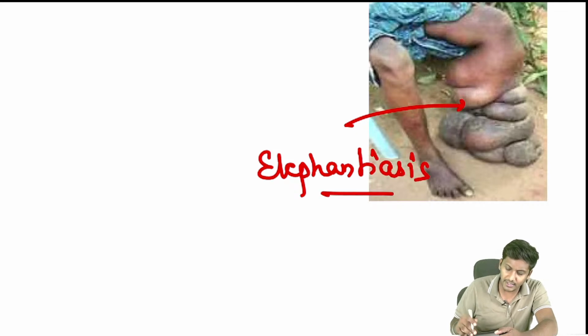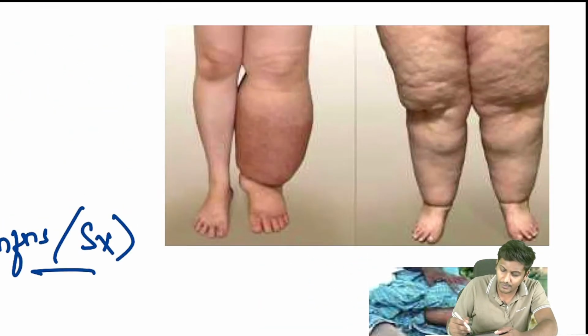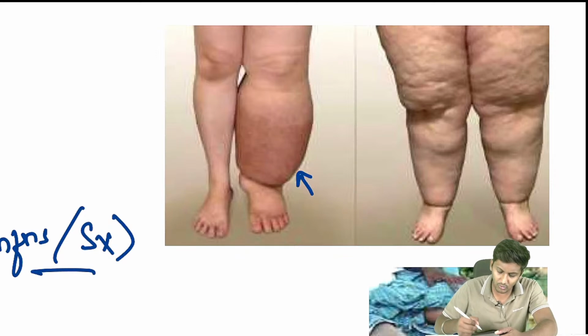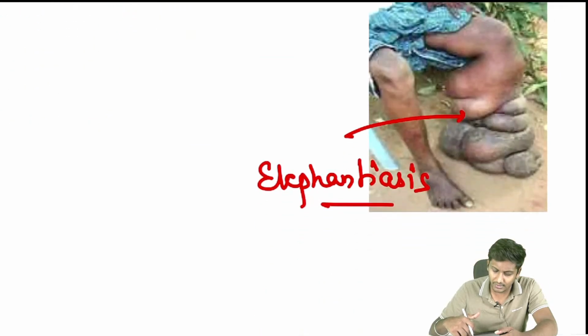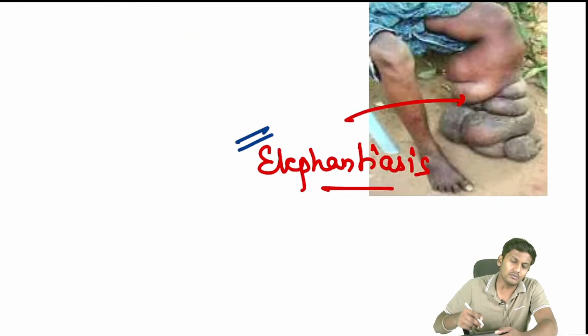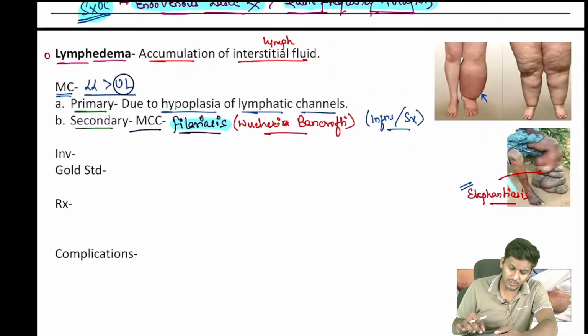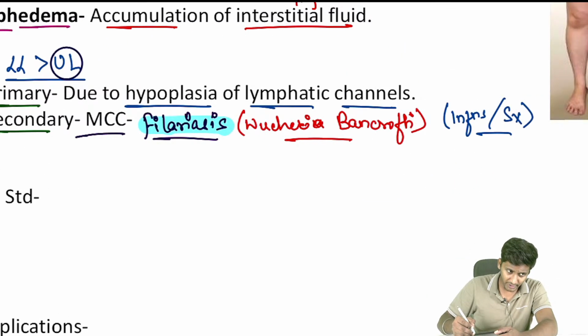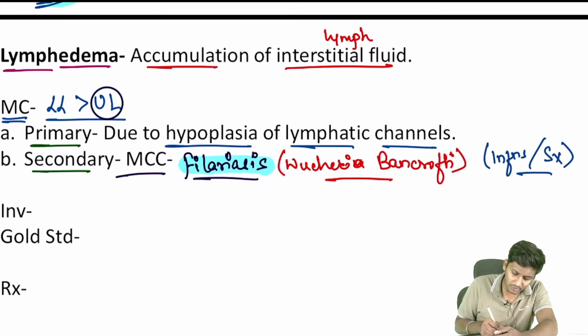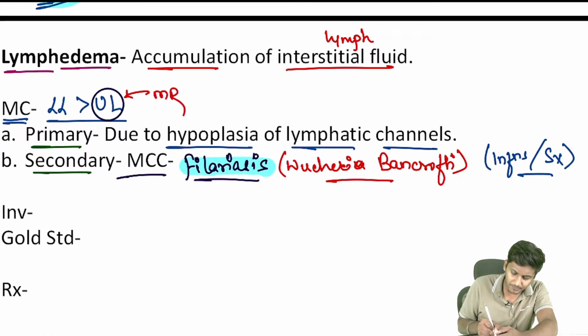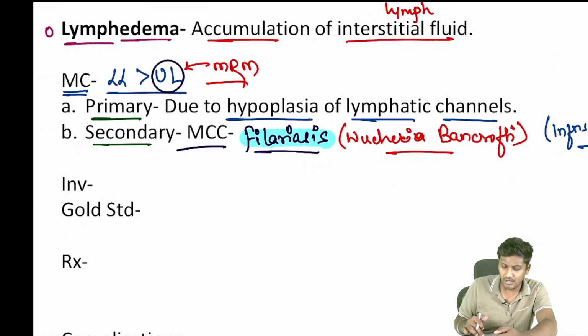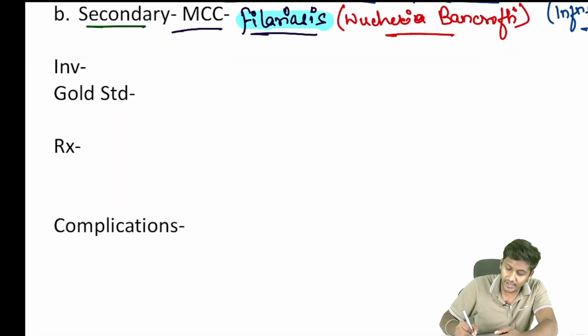We know filariasis initially will only cause lymphedema, but then further it is going to cause elephantiasis, when it leads to a lot of deformities as well. So that's the important thing. Very good. Yes, MRM. Very good, all of you. The most common cause of upper limb lymphedema will be MRM, modified radical mastectomy.